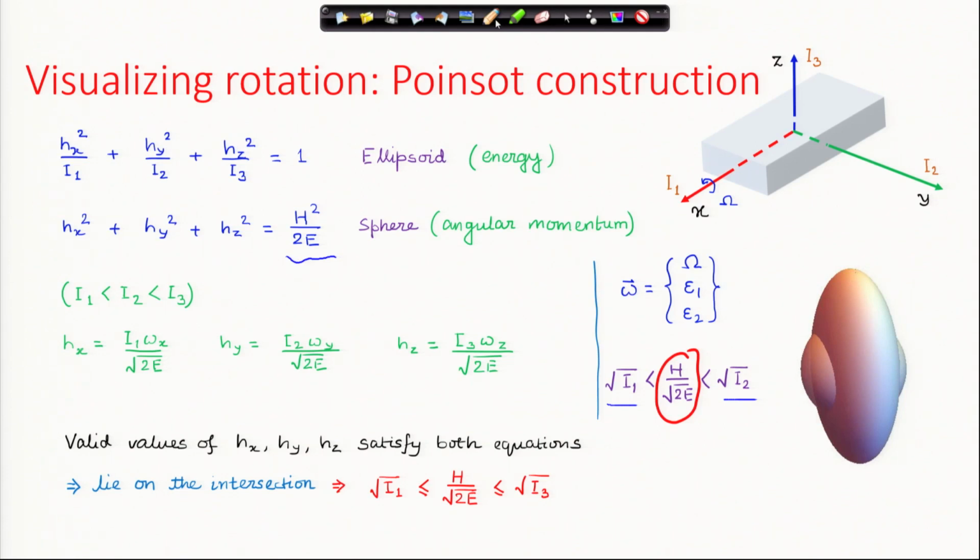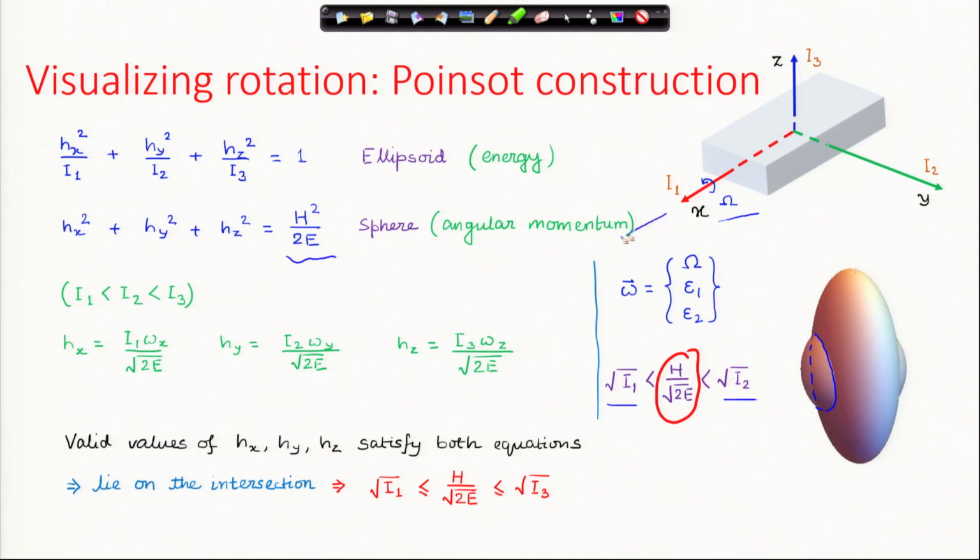Now, therefore, all these values on this curve, this is a closed curve, there will be a closed intersection curve, all these values are valid values. And when I give spin to the lowest moment of inertia axis, we have seen this before, that there is a precession of the body. And how will the body precess? Let us understand that.